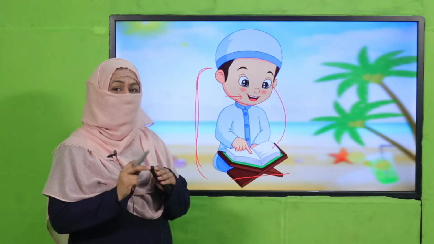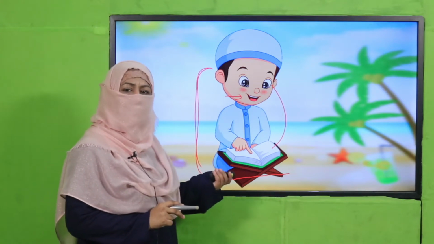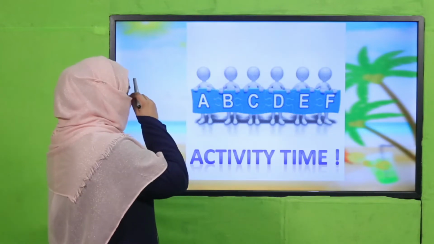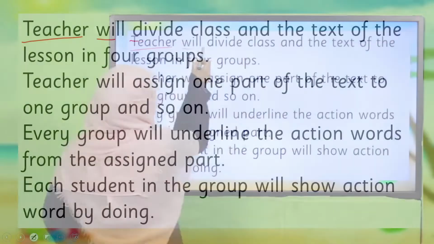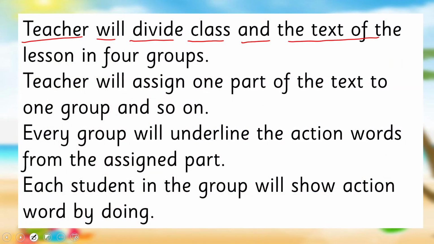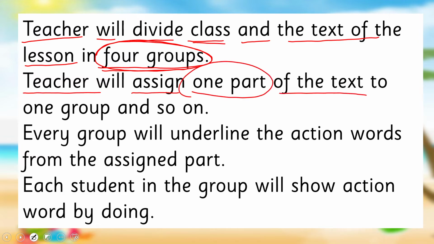Remember, this concept we have already learned. So, let's learn more about action words. What we are going to do first, we are going to learn it through an activity. Your teacher will divide class and the text of this lesson in 4 groups. Okay, so teacher will divide 4 groups and the text in 4 parts. Teacher will assign one part of the text to one group and so on. Okay, the second part to second group, third part to third, and fourth part to fourth.